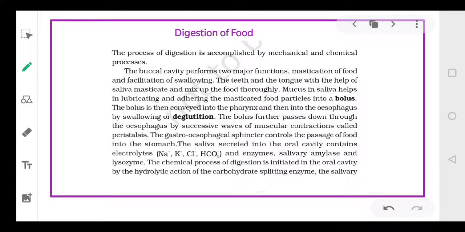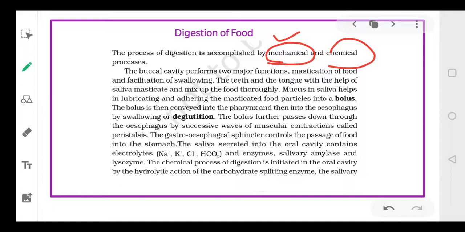Now coming to the digestion of food. How is food digested? Digestion of food is both a mechanical and a chemical process. First of all, when you put food in your mouth, it enters your buccal cavity. In the buccal cavity, your teeth will bite and tear the food. This is called mastication of food. Then the tongue will mix it with saliva and help in swallowing it.